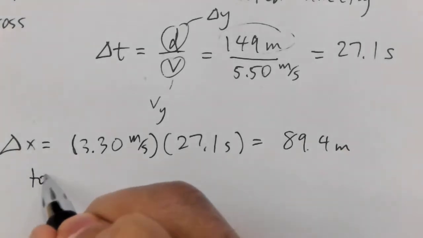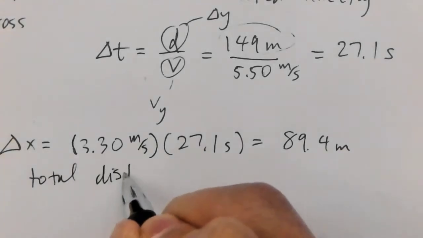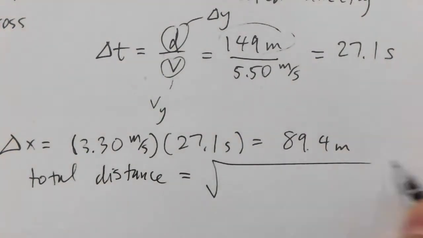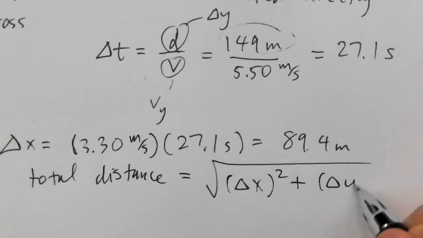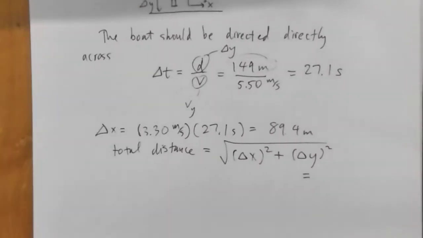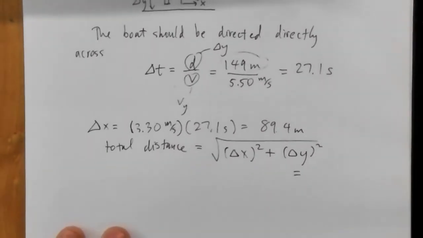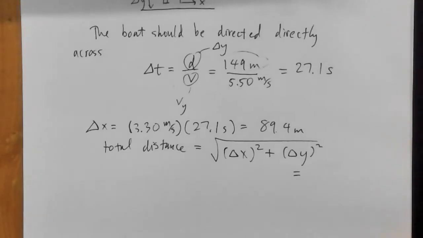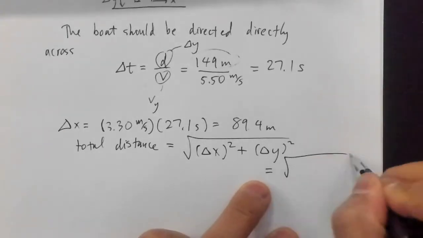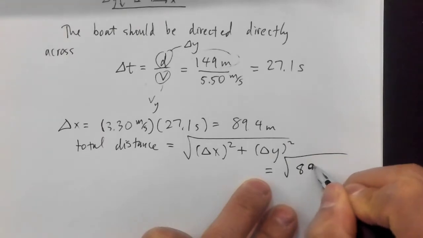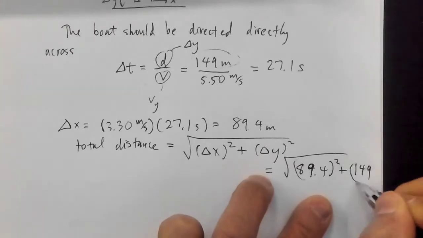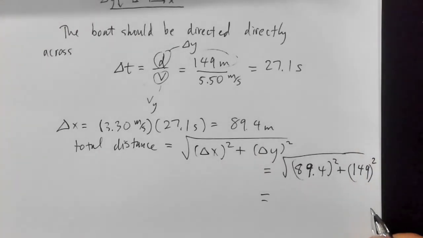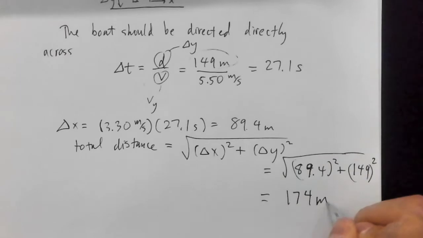And so the total distance will be equal to the square root of the sum of the squares, delta x squared plus delta y squared, and plug in the values. Let me zoom out because it's really hard to write in that range. So it's the square root of 89.4 squared plus 149 squared. And so that comes out to 174 meters.